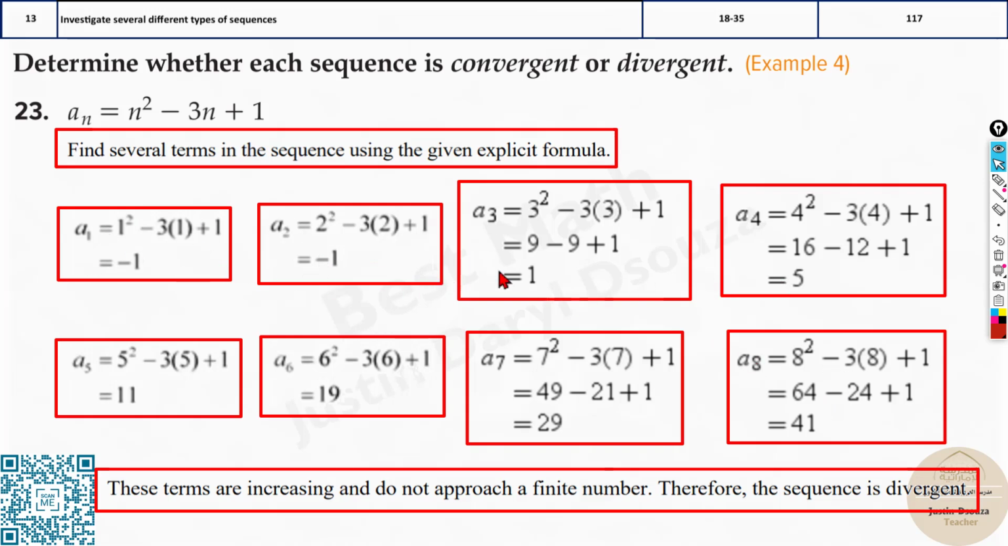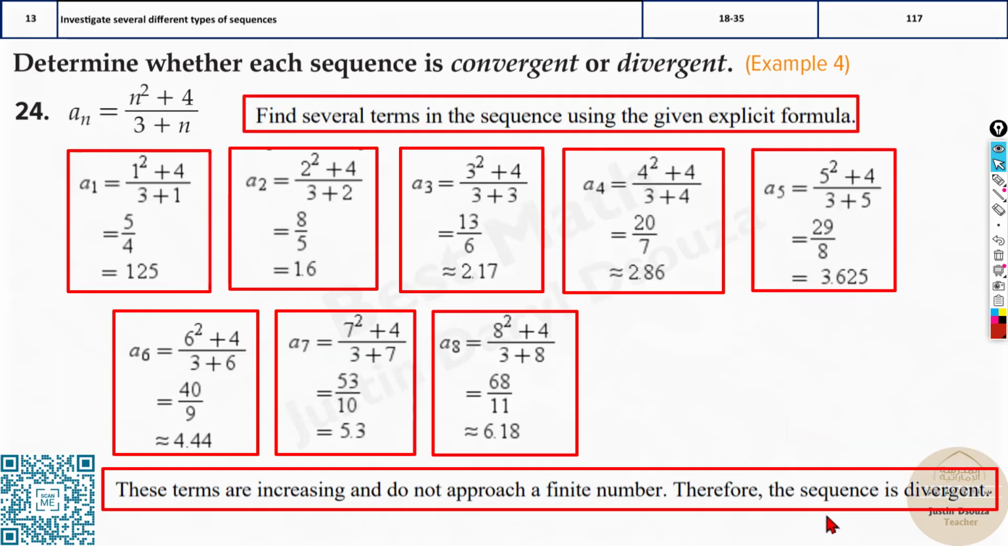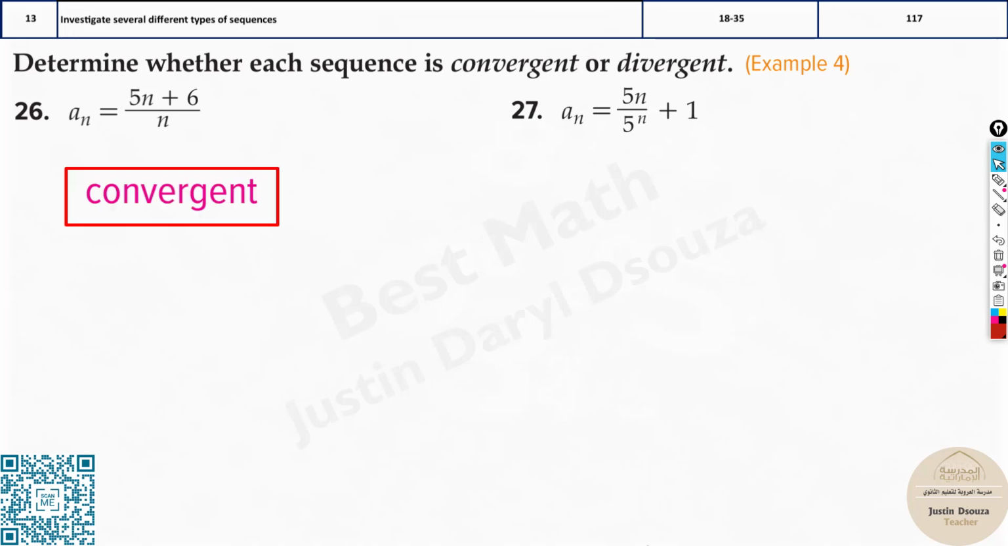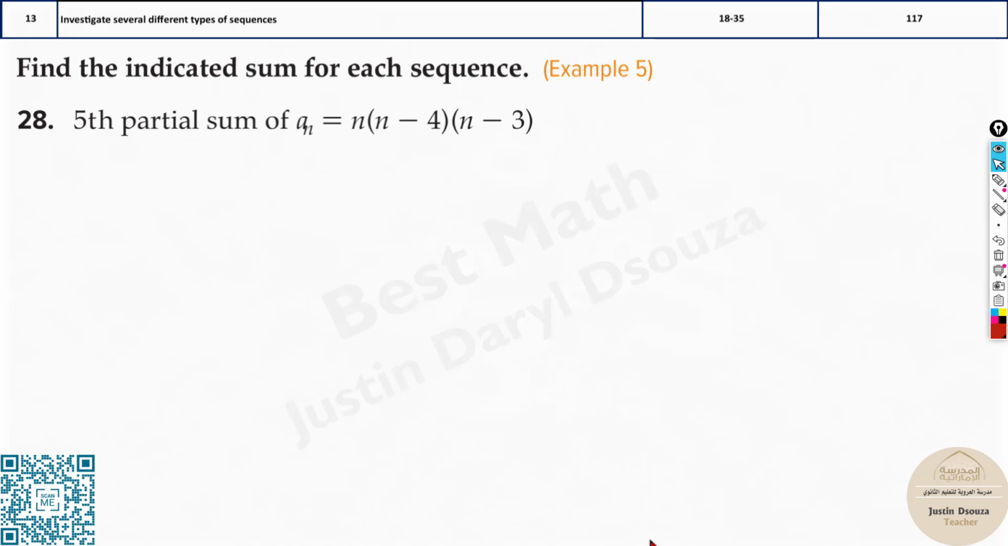Why? Because minus 1, minus 1, 1, 5, 11. It's going towards infinity. And this one as well. Now this one here, no, it is not convergent. See, because 1, 1.25, 1.6, 2. It's increasing. Eventually, it'll go to infinity. That's why. Similarly, please do solve these problems as well, and then you can see whether it's convergent or divergent. Same with over here. Please do find some values and then check whether it's converging or diverging.